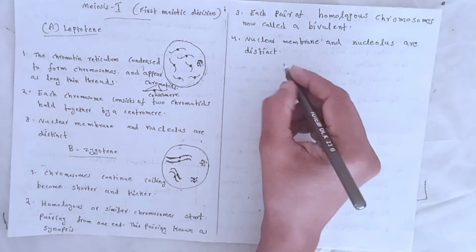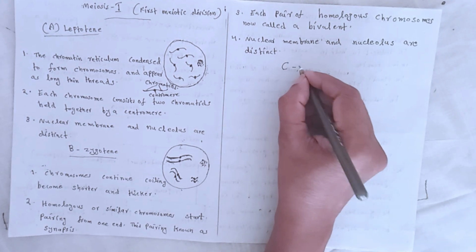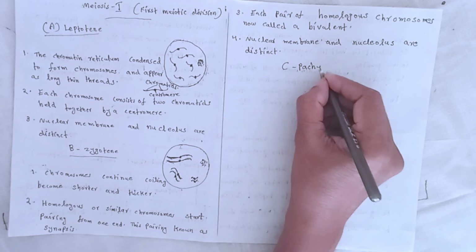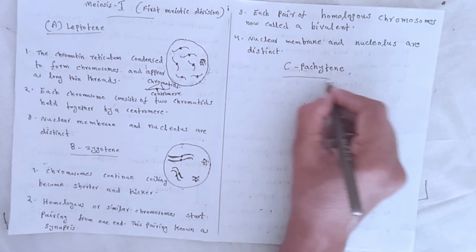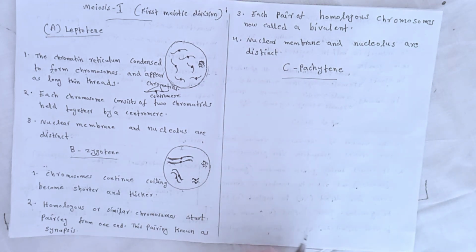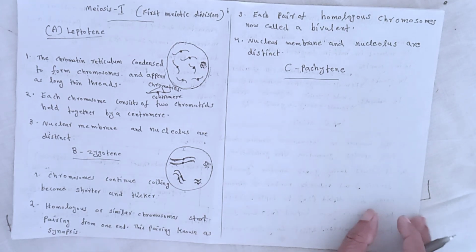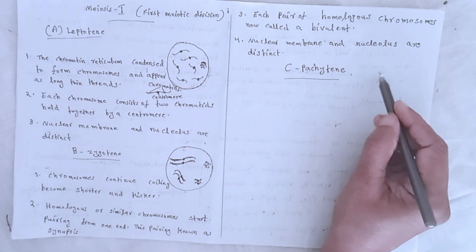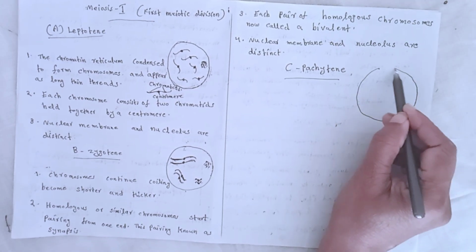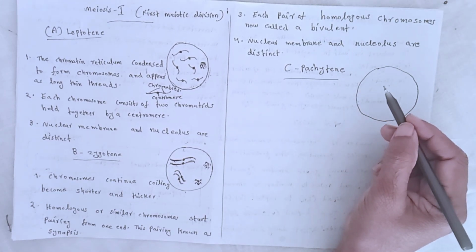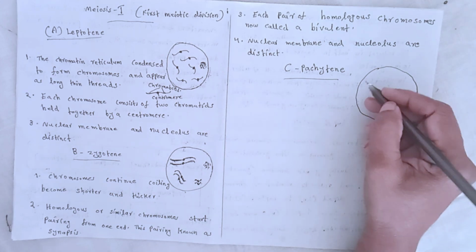Next step, pachytene. The chromosomes become shorter and thicker due to further coiling. Each paired unit, called a bivalent, shows 4 chromatids. Hence, the bivalents are also known as tetrads. Now the replication is formed, so each bivalent becomes a tetrad because of replication.